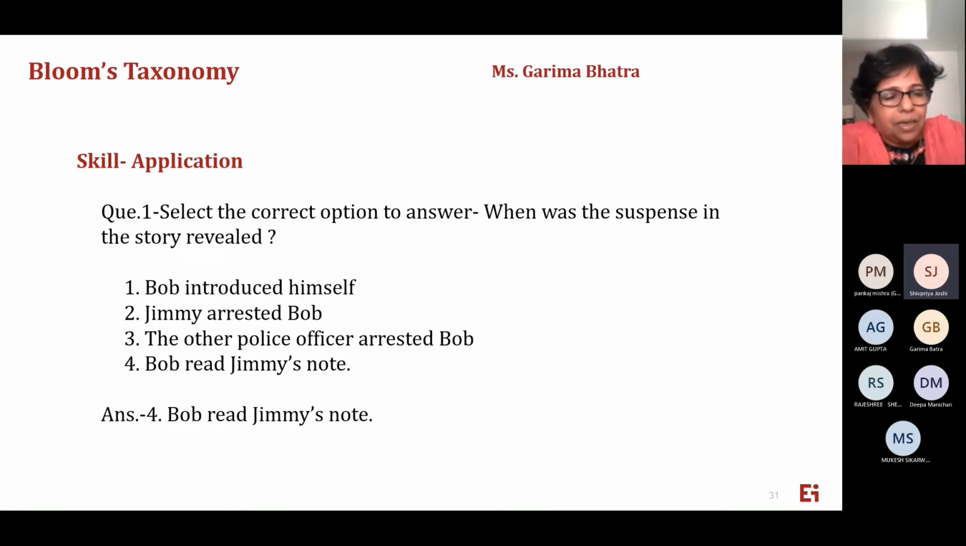One more thing, fact. What is fact? Fact is that when he read the letter, the suspense was revealed. This is fact. Where is analyzing of the situation needed here? In the end, the arrested person, the culprit, read the letter and he knew who had done this, and the suspense was revealed.